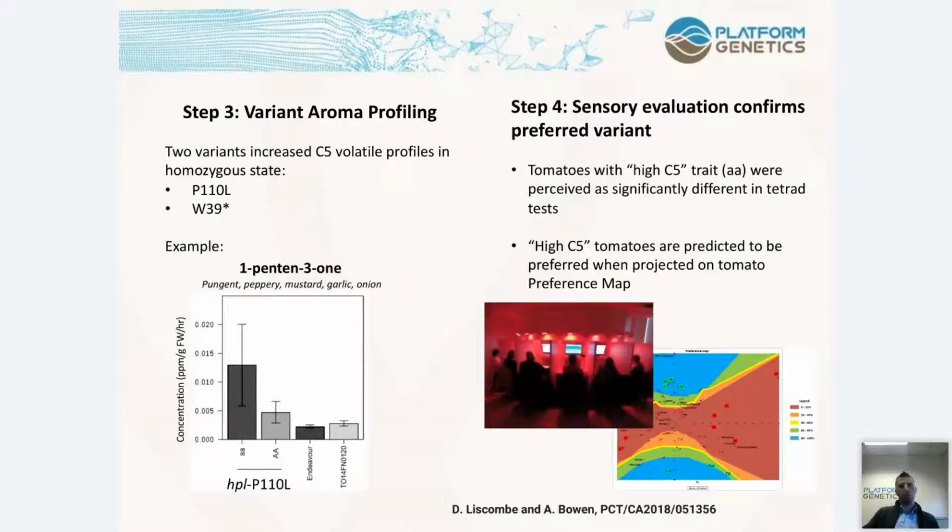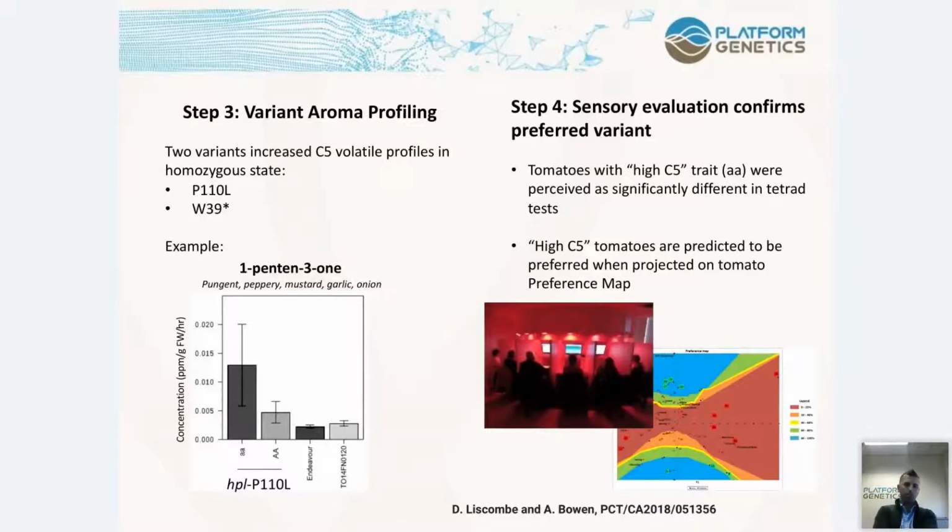So all of that is to say that it had the biochemical phenotype that the researchers set out to create. Now, the next step is sort of getting into the sensory evaluation. And this is where it was confirmed that these are preferred variants.